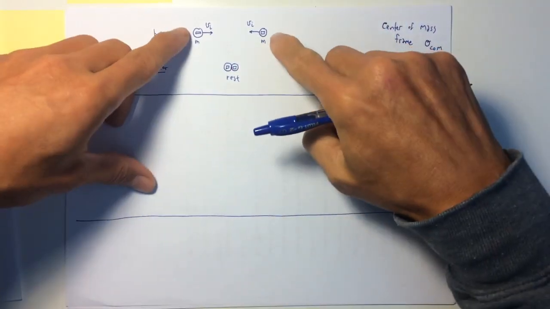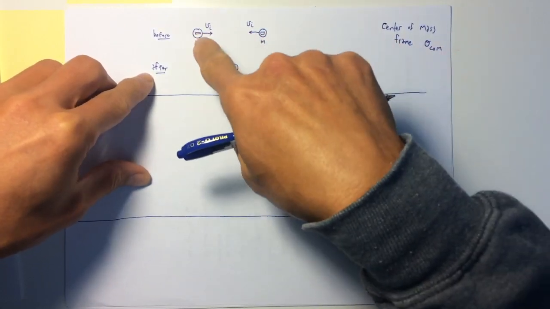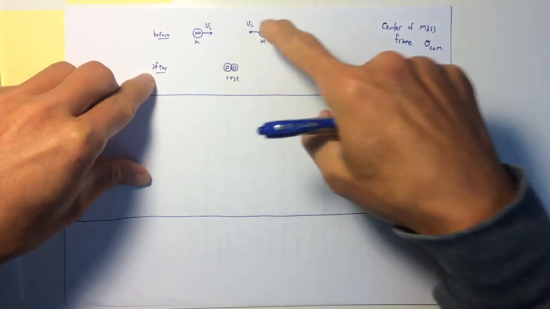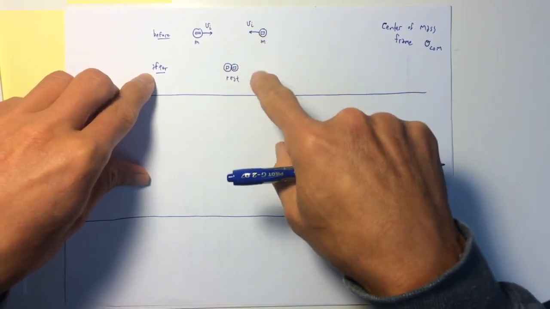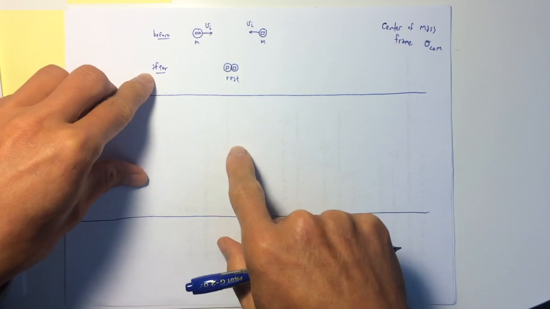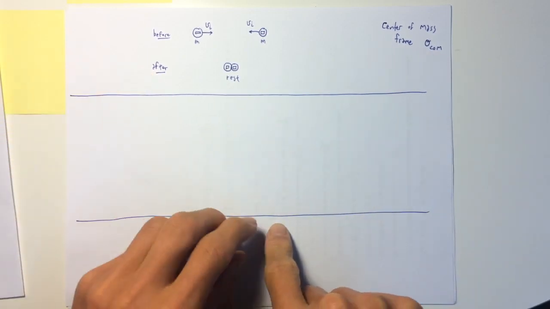Right? So before, I have momentum here and momentum here. I've got kinetic energy and kinetic energy. But afterwards, I don't have any momentum. And afterwards, I don't have any kinetic energy either. And that's what will happen in the center of mass frame.